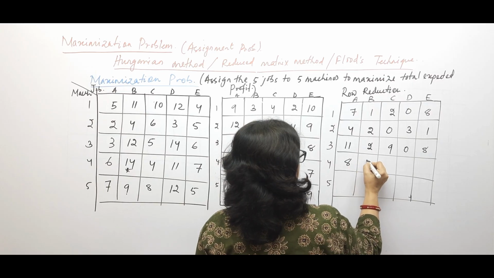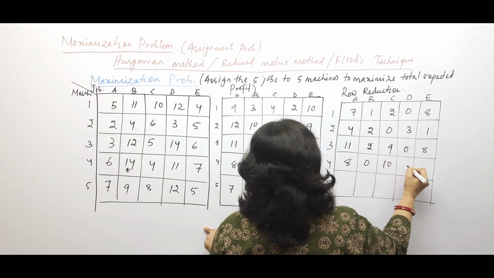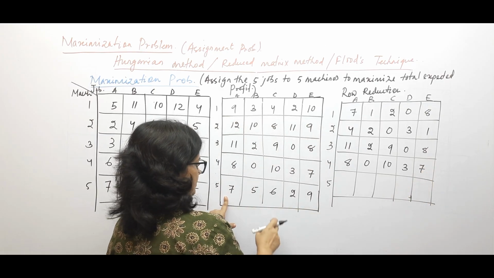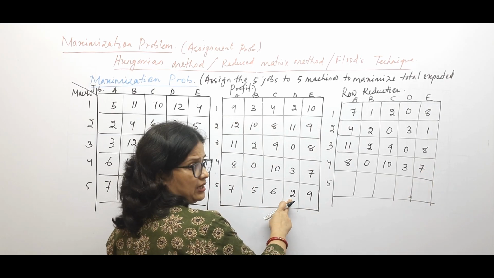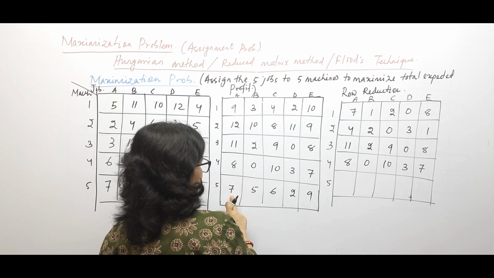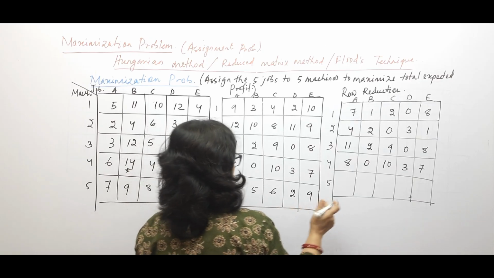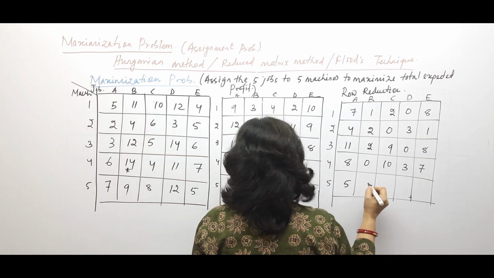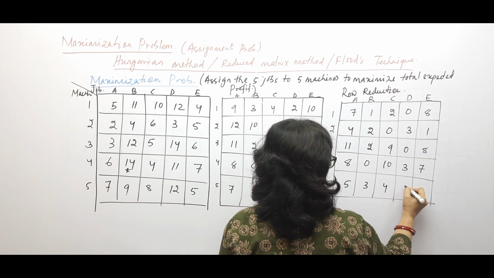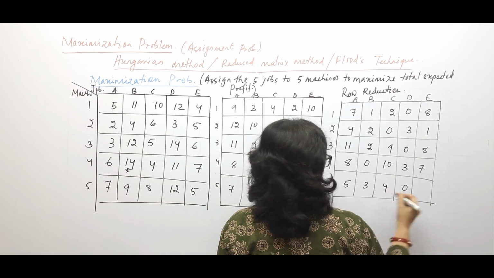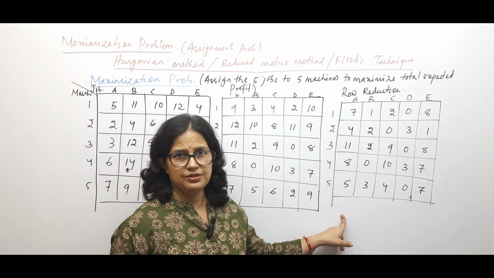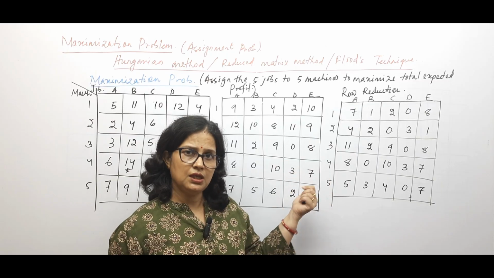8, 0, 10, 3 and 7. Check this last row. We have the least, or minimum, value 2. So subtract that value from each cell. 7 minus 2, 5. 5 minus 2, 3. 6 minus 2, 4. 2 minus 2, 0. 9 minus 2, 7. This is the row reduction. Let us go for the column reduction here.